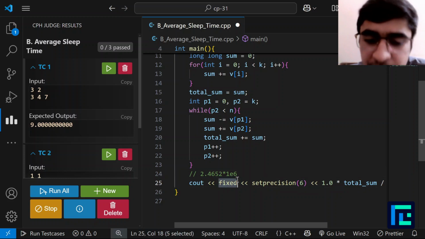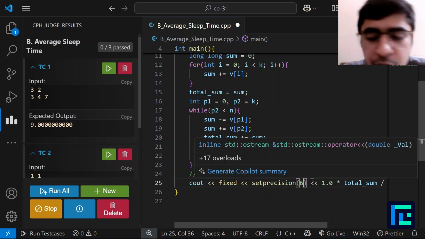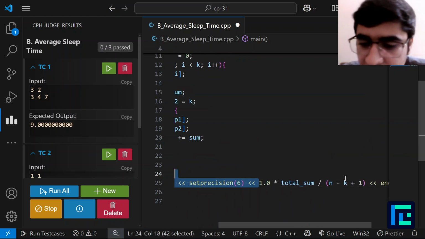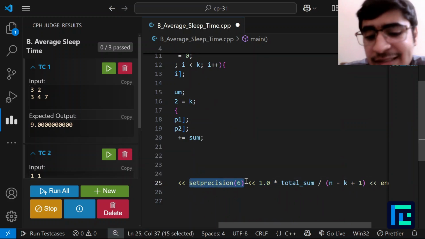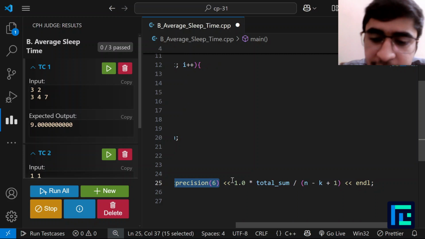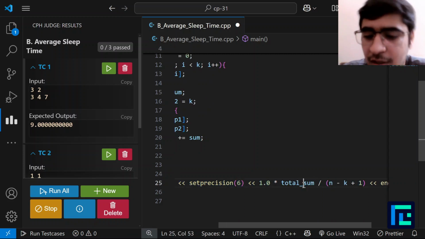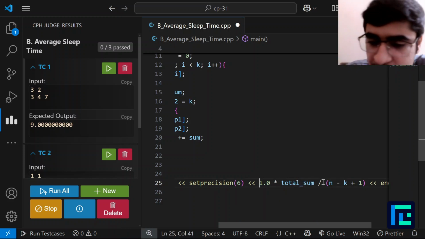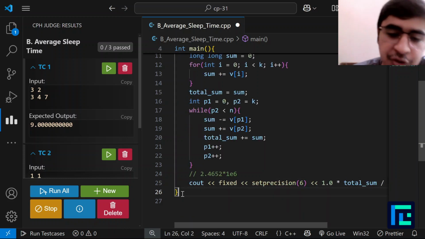So to get the precision we want, we put fixed and then we use set precision to print till 6 decimal places. And then in the end we do 1.0 times total sum upon this. Total sum was a long variable, it wasn't a double variable, that's why we have to do 1.0 times total sum divided by n minus k plus 1, and that's how we are printing the solution.